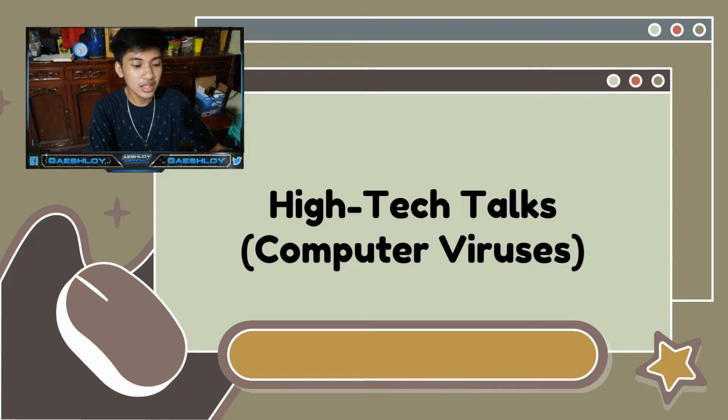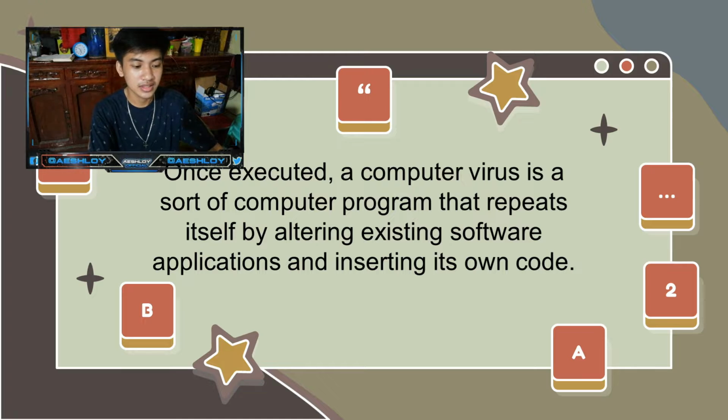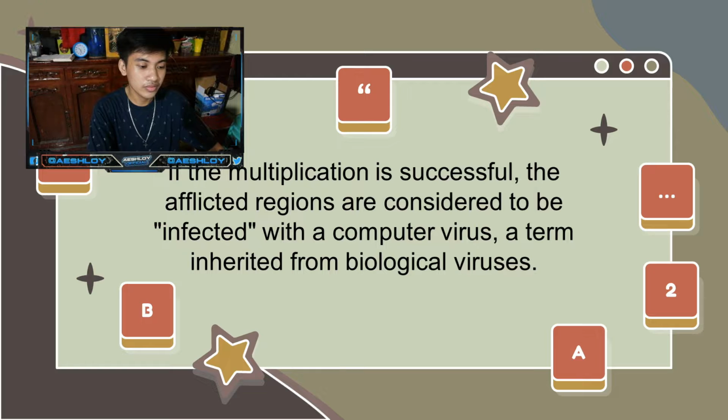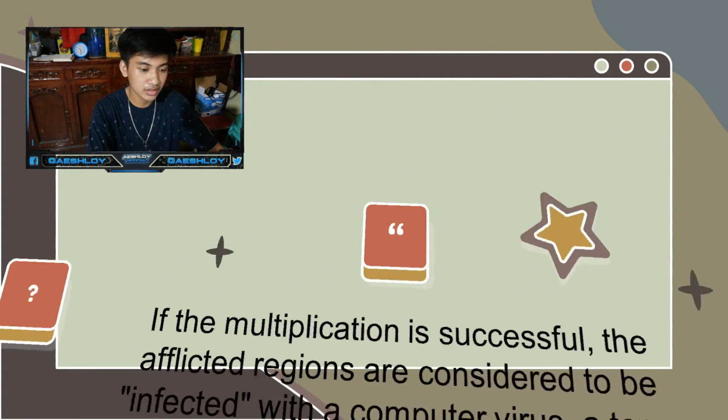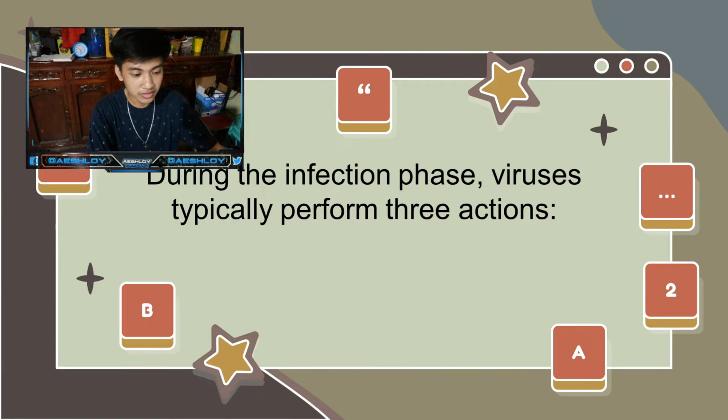So now let us talk about high-tech talks, which is computer viruses. So what is a virus? Once executed, a computer virus is a sort of computer program that repeats itself by altering its existing software applications and inserting its own code. So if the multiplication is successful, the afflicted regions are considered to be infected with a computer virus, a term inherited from biological viruses. And during the infection phase, viruses typically perform these 3 actions.